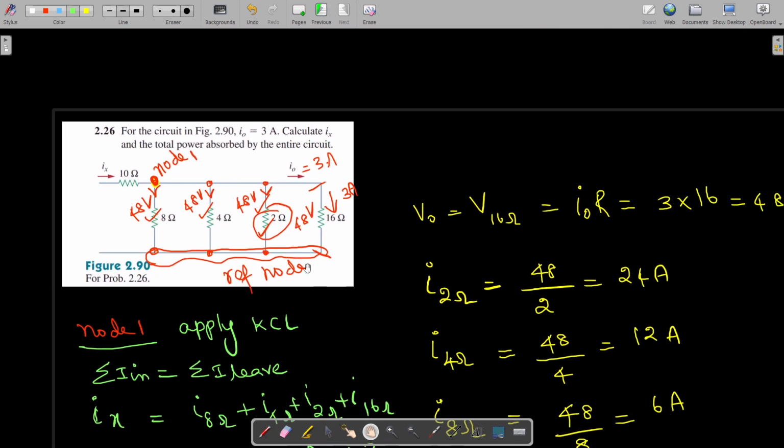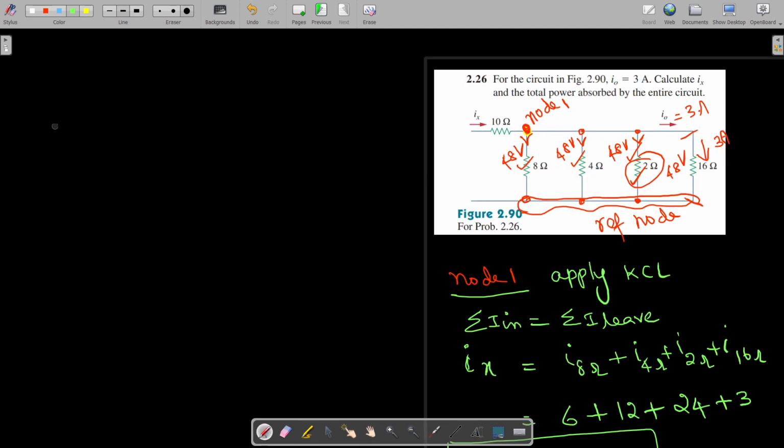But one more question is asked here: calculate the total power absorbed by the entire circuit. So we have this 10 ohm resistance. In the 10 ohm resistance, the power absorbed is equal to I square R. So we calculate the power as I square R, isn't it? So I is 45, squared, into this 10.